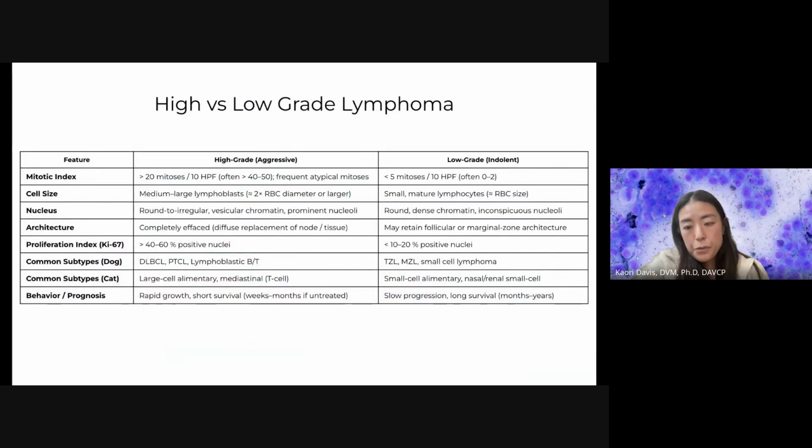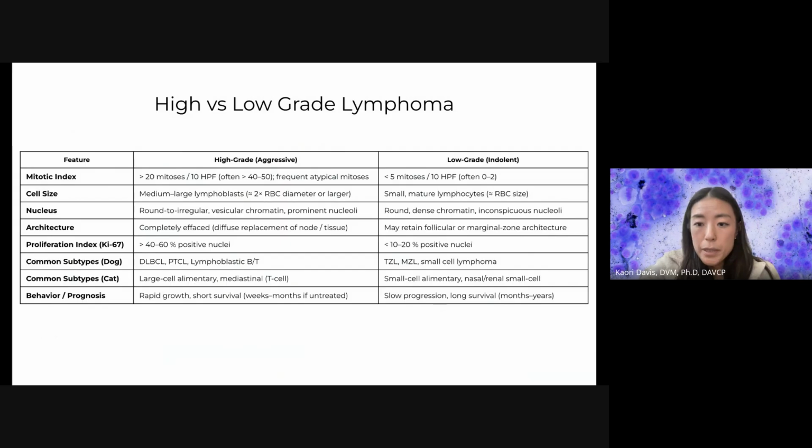High and low grade lymphoma. So the grading is another really important classification that we use. And basically, the low grade versus high grade lymphoma differentiates the rapidly growing versus the slow growing lymphomas. So the high grade lymphomas are aggressive and rapidly growing. So the cells within the high grade lymphomas are more frequently dividing in an active mitotic status.